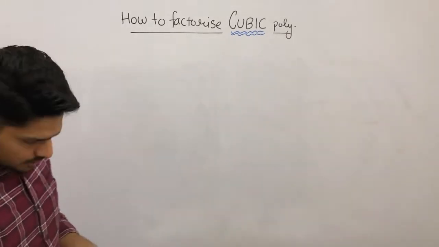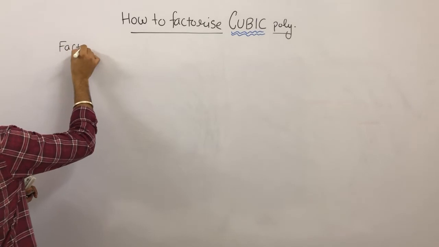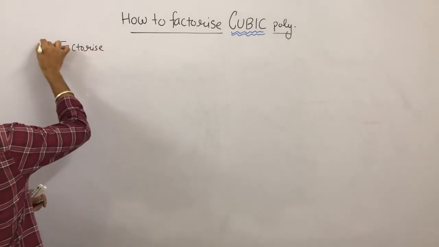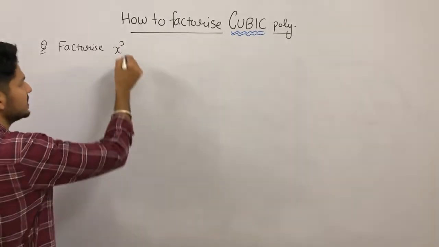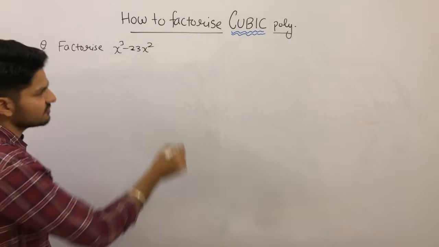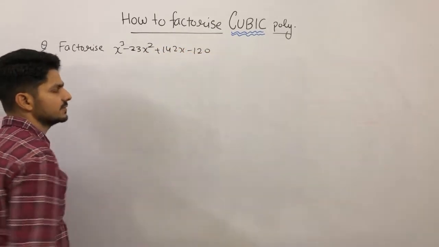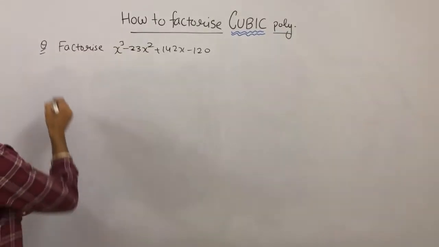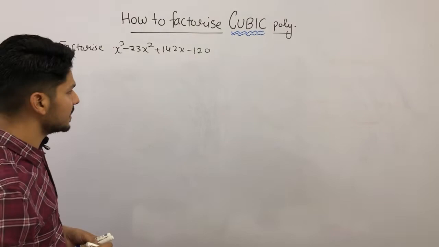Okay, question is: factorize x cube minus 23x square plus 142x minus 120. So now we have to factorize this. So first step is hit and trial. Okay, hit and trial from where?